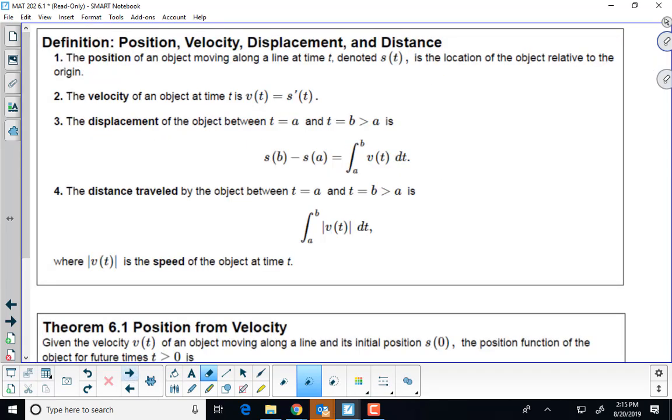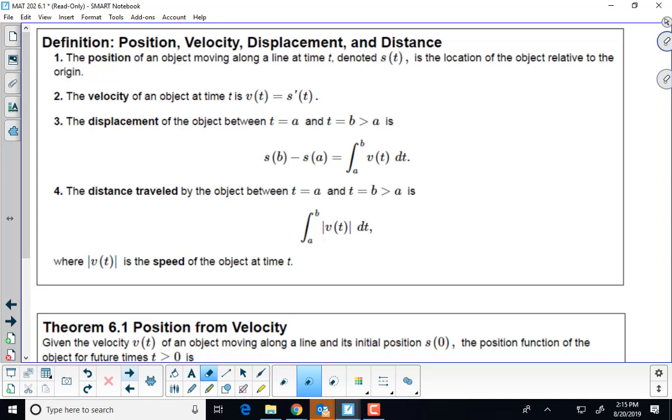So let's look at the summary here. Velocity at time t, s prime, is the change in position per unit change in time. Change in position per unit change in time, that's velocity.